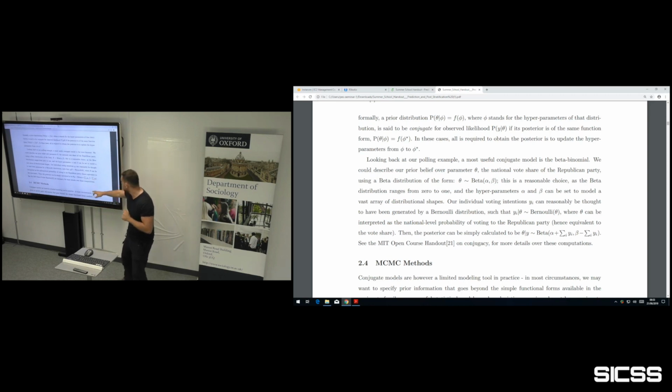If that is the case, then you don't have to do any math. You don't have to do any integrations, you don't have to do anything. All you have to do is update your parameters, as we show here. You just update alpha and beta by adding the number of Trump voters to the alphas and subtracting the number of Trump voters from the betas. And that will give you your new posterior, so your new belief over theta. Does that make sense? Very good.